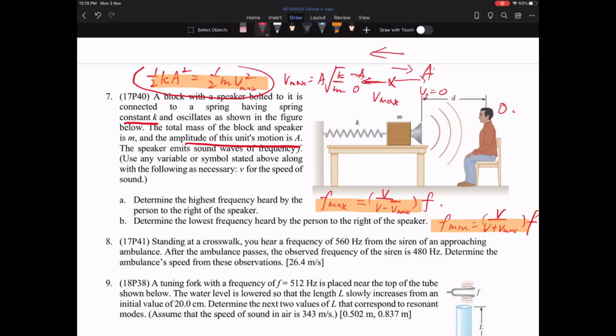And here, of course, we have to use the speed of sound, which, if it is required, should be given to you. So the speed of sound in the air is 343 meters per second. And it should be available in the lecture notes as well.